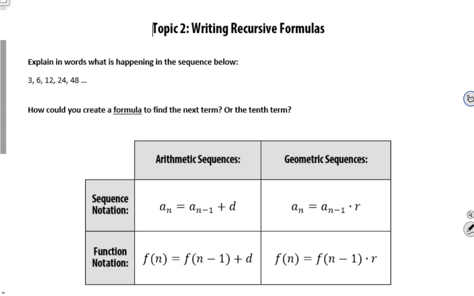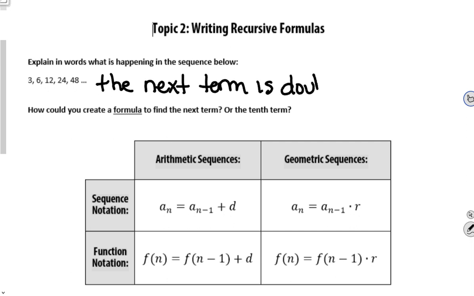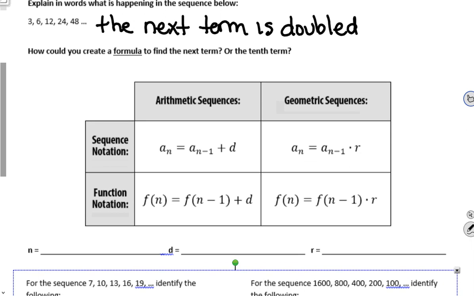Explain in words what is happening in the sequence below. From 3 to 6, 6 to 12, 12 to 24, and 24 to 48. What's happening is the next term is doubled. So how could we create a formula to find the next term or the 10th term? In my notes here, I've got arithmetic sequences, geometric sequences, and then sequence notation and function notation. So we're going to be using both of these.